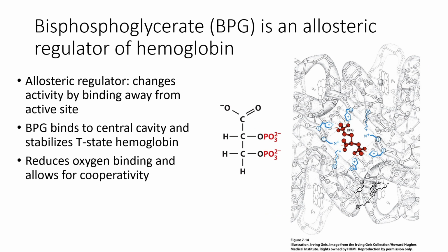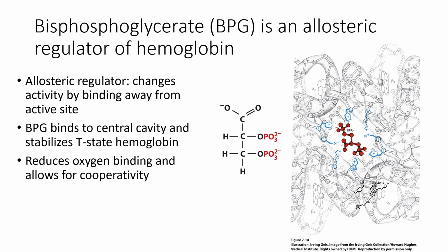So what other things can affect the state of hemoglobin, whether it's in the T state or the R state, besides the actual binding to oxygen? One of these regulators is called bisphosphoglycerate, or BPG. So BPG is an allosteric regulator of hemoglobin.